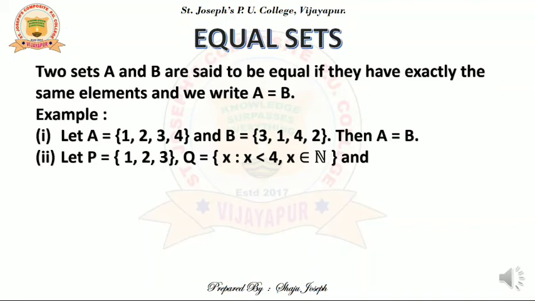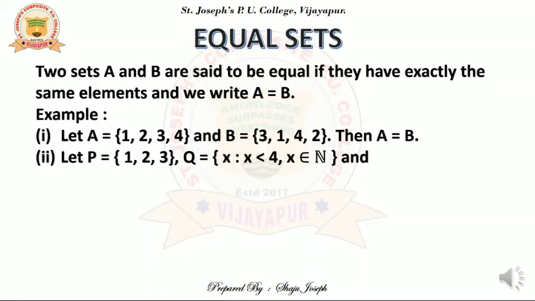Here we have written P is equal to R. Look at R. R is a set of whole numbers between 0 and 4. Which are the whole numbers between 0 and 4? 1, 2 and 3. Again in roster method, the numbers are same: 1, 2 and 3. Therefore, P and R are equal.